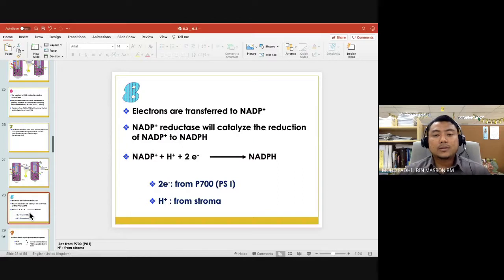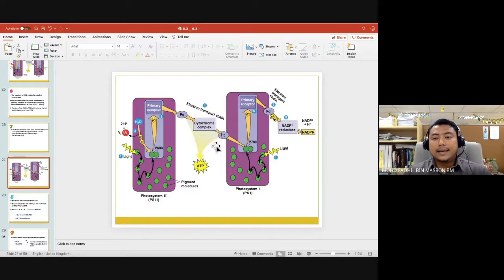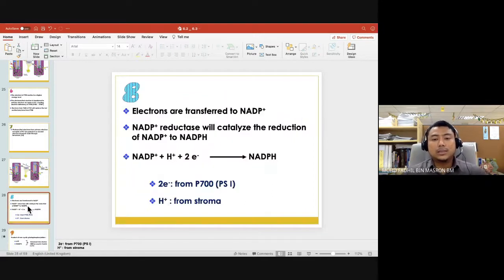Okay, electrons are transferred to NADP+. Nampak kan saya dah cakap tadi kan, elektron tu ditransfer ke NADP+. Bukannya dia transfer pergi ke NADP+ reductase. Dia tu hanyalah enzim yang bantu buat kerja je. So ni nampak, NADP+ reductase will catalyze the reduction of NADP+ to NADPH. Nampak? Reduction. Reduce. Sebab dia gain of electron. NADP+ is reduced to become NADPH.